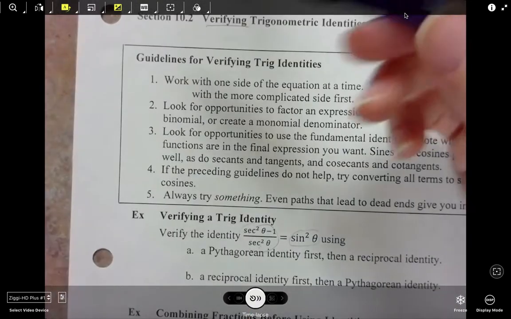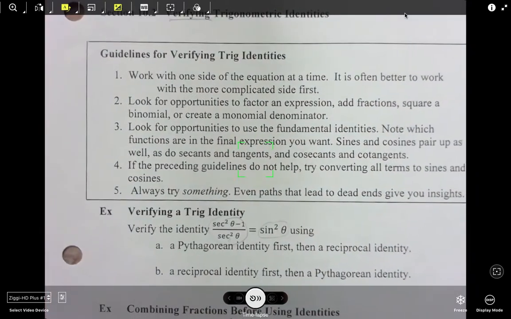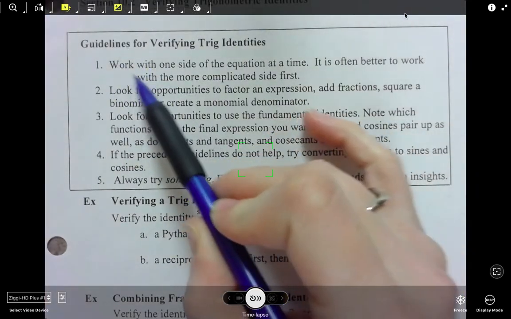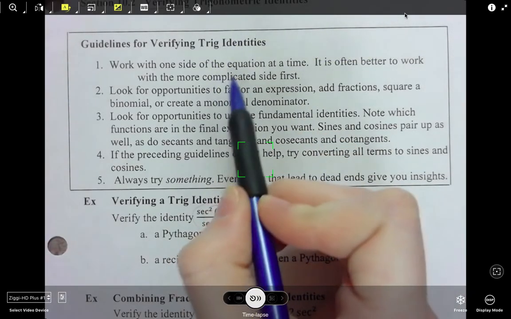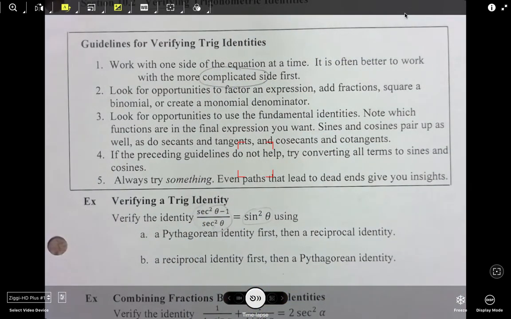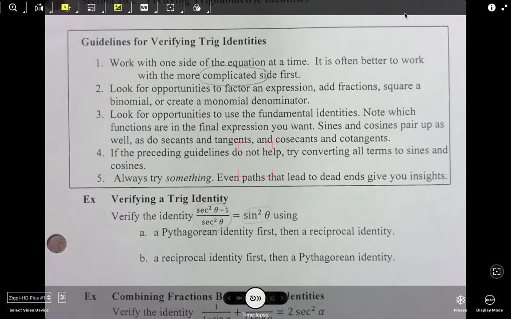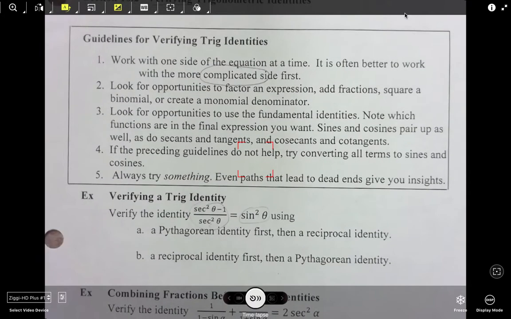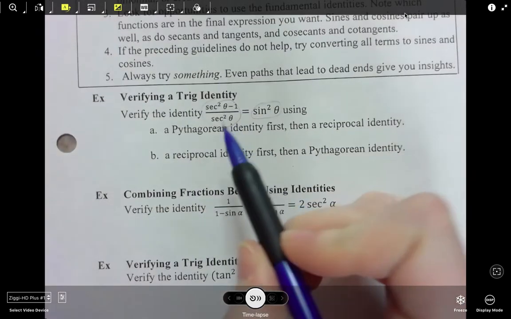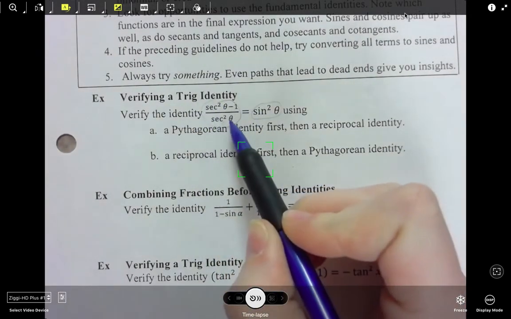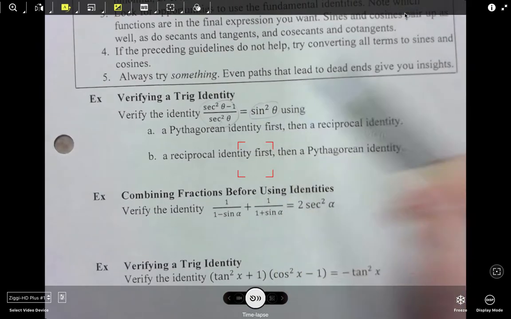Here are some guidelines that help you to know what to do. One thing you want to do is work with one side of the equation at a time. It's often better to work with the most complicated side first. Try the one that looks the ugliest first. On this equation, we would want to start with the left side because that looks a lot uglier than what the other side does.